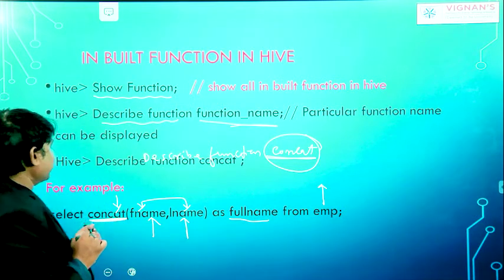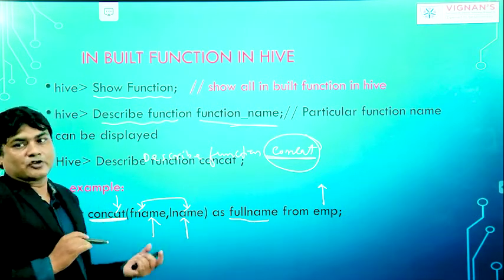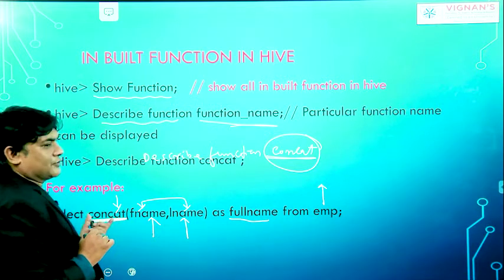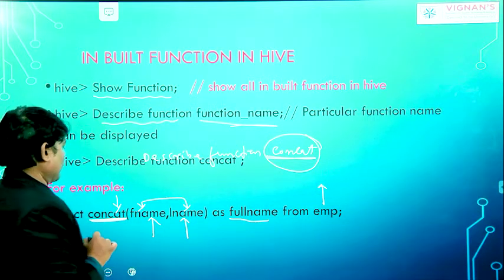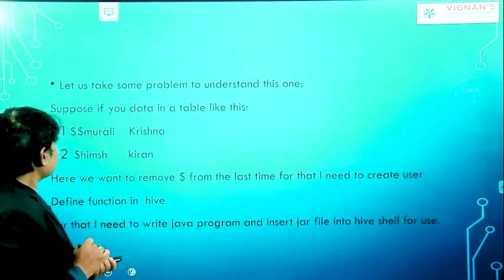So these functions are basically used to combine the arguments, right? If you want to combine, you can use CONCAT. So this CONCAT is what? It is an inbuilt function which is available in Hive.